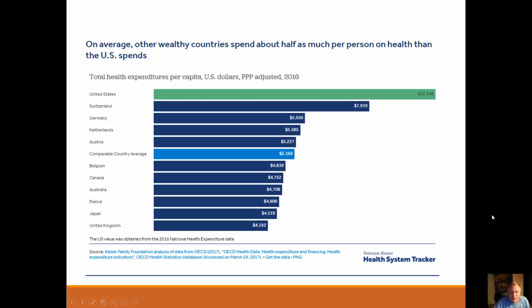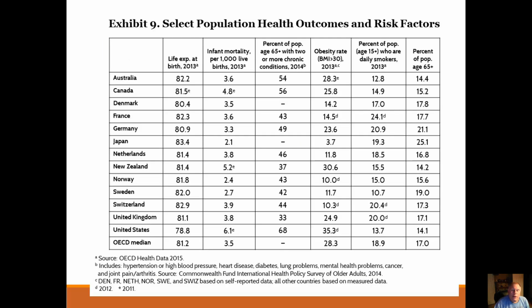What's interesting here is that the U.S. spends $10,348 per person on average, compared to Switzerland, Germany, Netherlands, Austria. Actually, we spend more money than anybody else, almost double in many cases relative to the average. So then you might say, wait a minute, with that, we should have the best health care. Well, when you look at outcomes and risk factors, let's take a look at a couple of them.